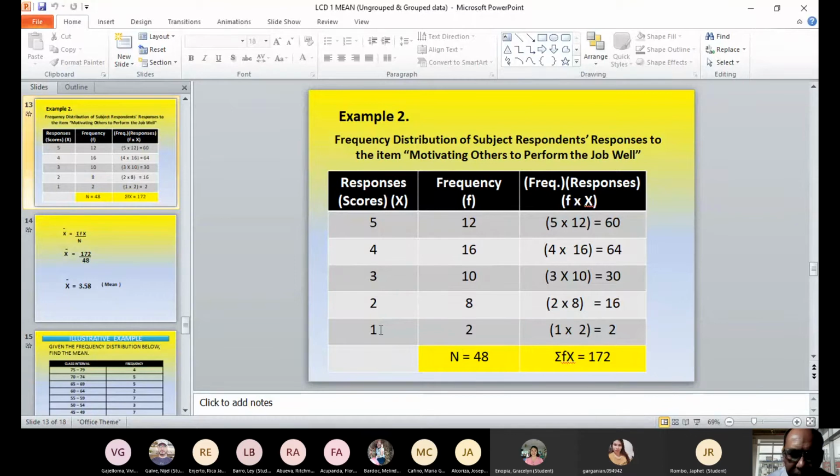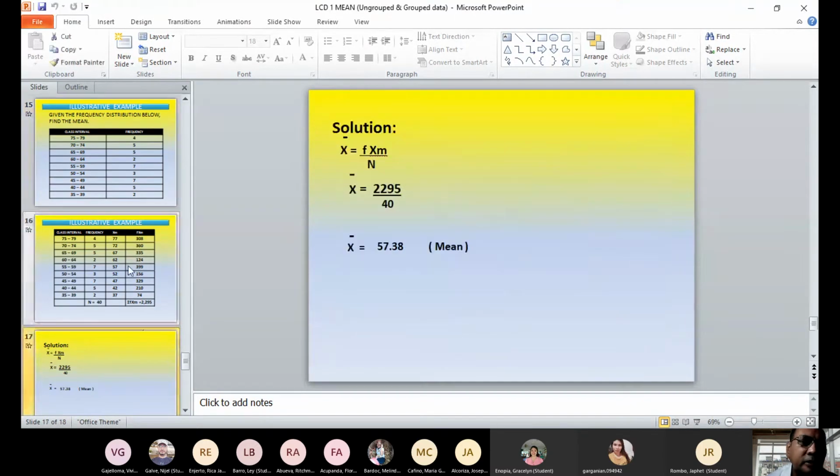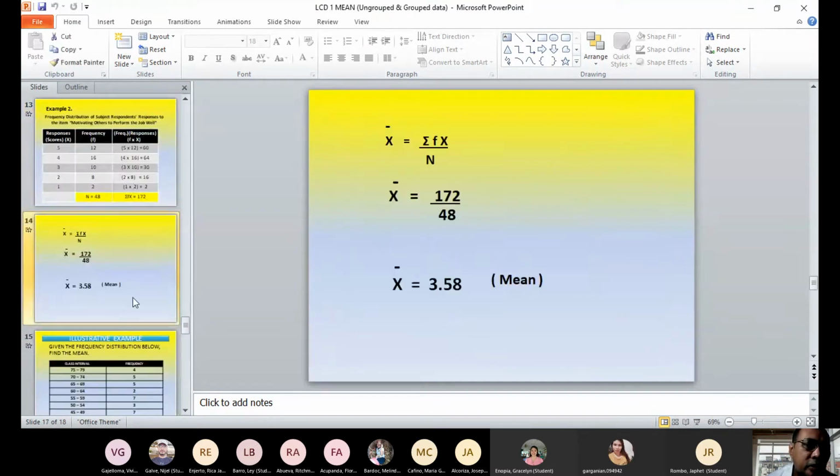Okay? Take note, you are the one to construct the frequency distribution so that the result of our mean, which is equal to 3.58, we can attain the interpretation of this 3.58.